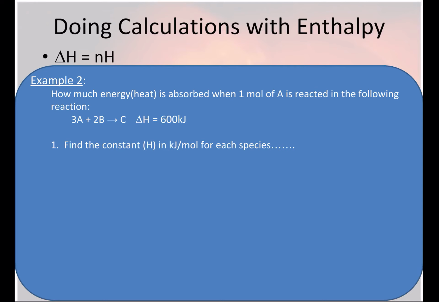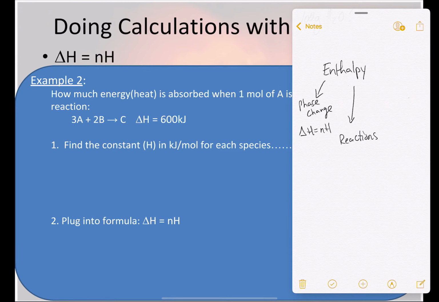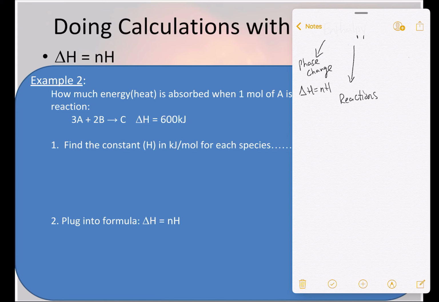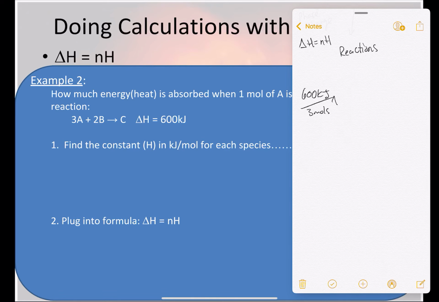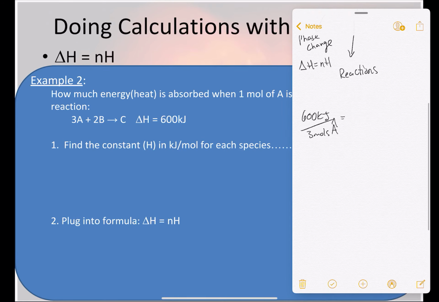So how much energy is absorbed when 1 mole of A is reacting with the following? We see that the delta H, the enthalpy change here, is 600 kilojoules. Now, in order for this to work out, we need to figure out what the constant is for each individual species, or I guess atom here. So to get the constant for A, we know that it's 600 kilojoules for the total reaction, but there are 3 moles of A.